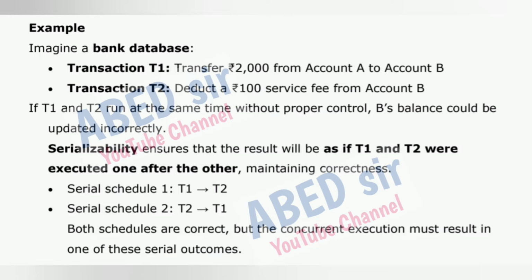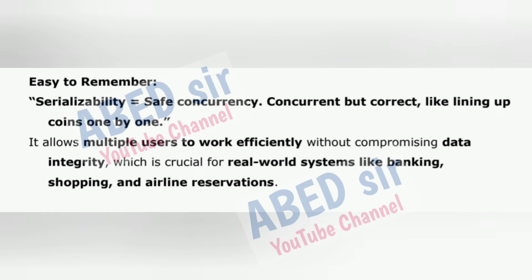Example. Imagine a bank database. Transaction T1: transfer 2000 rupees from account A to account B. Transaction T2: deduct a 100 rupee service fee from account B. If T1 and T2 run at the same time without proper control, B's balance could be updated incorrectly. Serializability ensures that the result will be as if T1 and T2 were executed one after the other, maintaining correctness. Serial Schedule 1: T1, T2. Serial Schedule 2: T2, T1. Both schedules are correct, but the concurrent execution must result in one of these serial outcomes. Easy to remember.